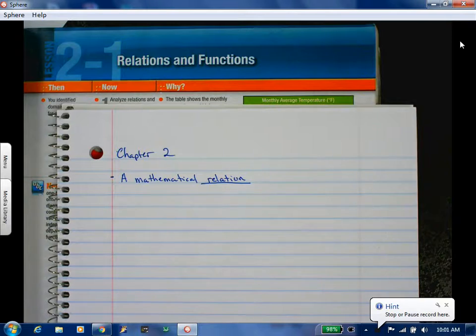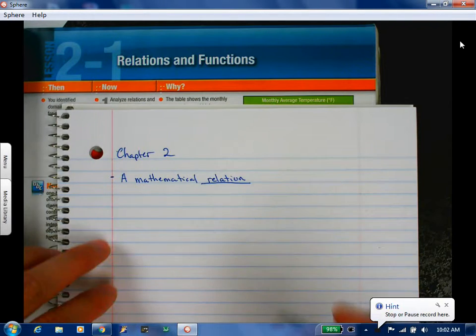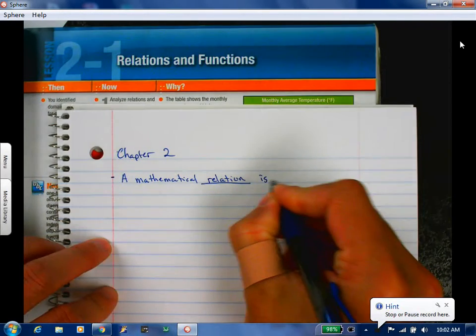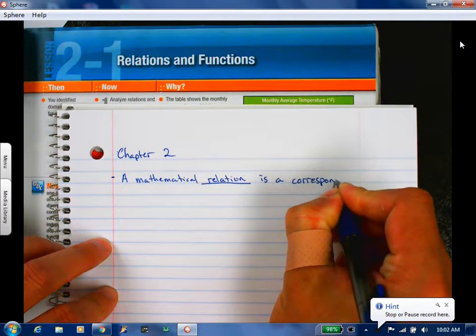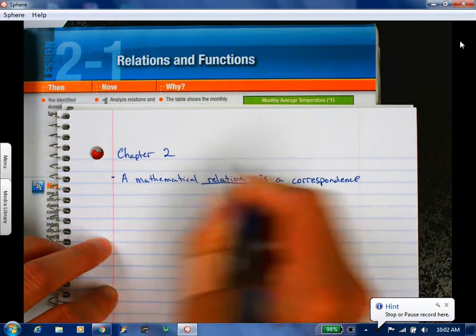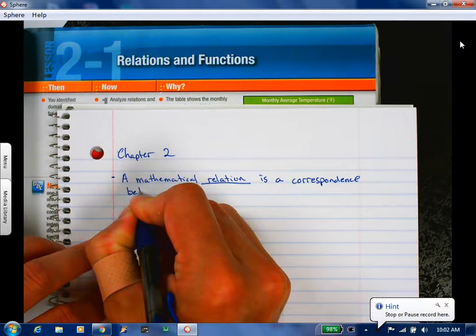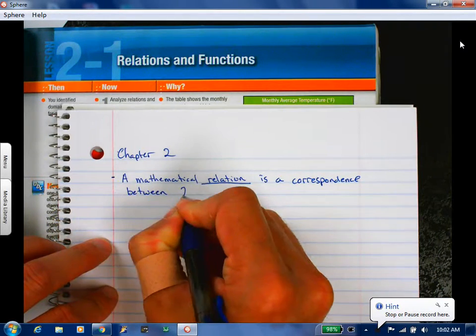You can also don't think of like girlfriend, boyfriend, but just a relationship is someone that you interact with on a regular basis. So you have an effect on them, they have an effect on you. So we say a mathematical relationship is a correspondence, so some sort of communication between two sets.